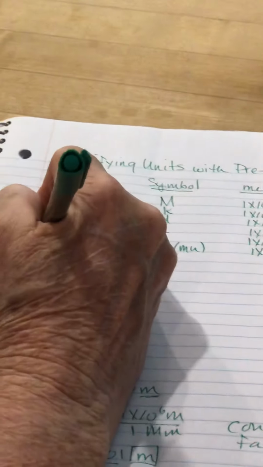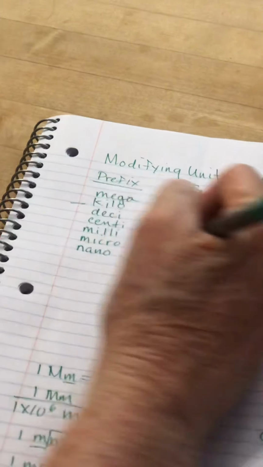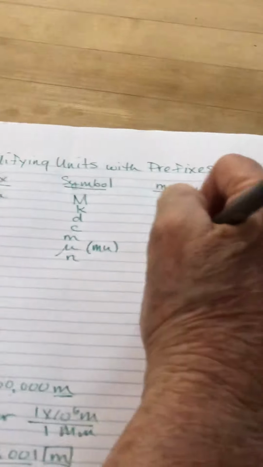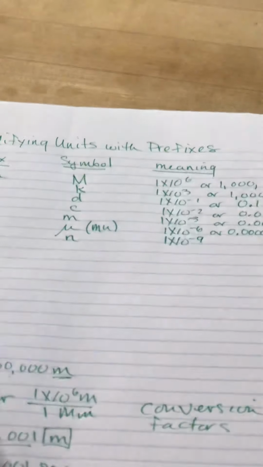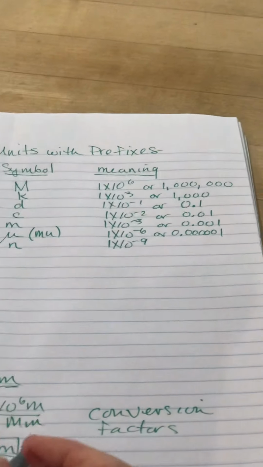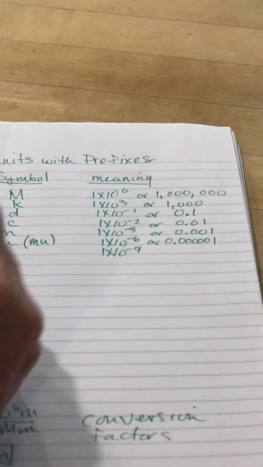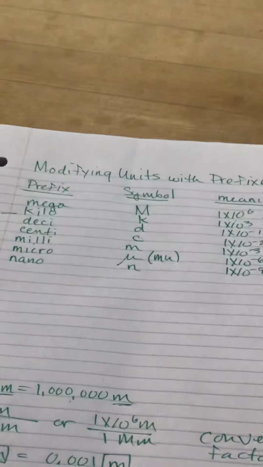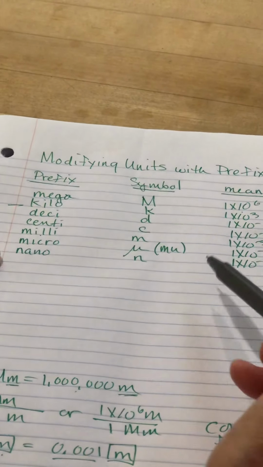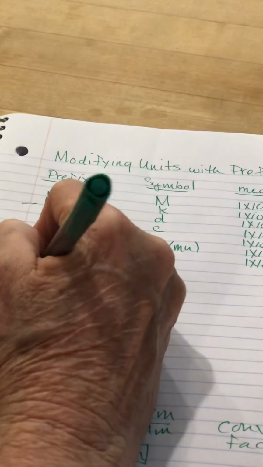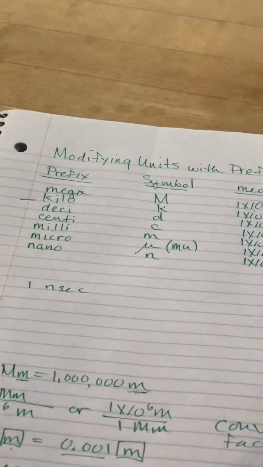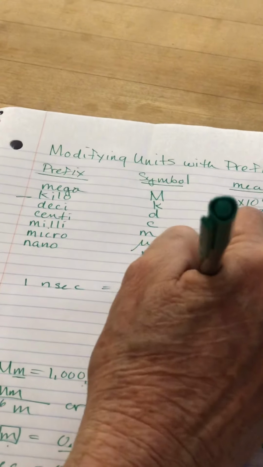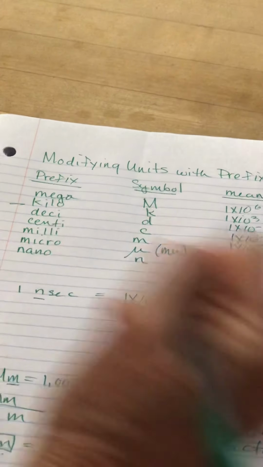Then we have the last one that's concerning us, nano, N-A-N-O. We ran through the M's. Let's finish with an N. It means 1 times 10 to the minus 9, or 1/1,000,000,000th. So what we're going to do is take these meanings and the prefixes, and we're going to make what are called conversion factors. So let's just do one more. Let's take nano. If we have 1 nanosecond, that is 1 times 10 to the minus 9 seconds. Okay, a really tiny number of seconds.